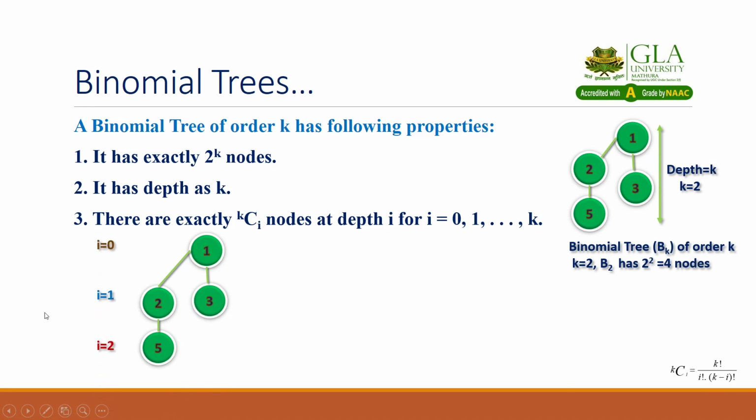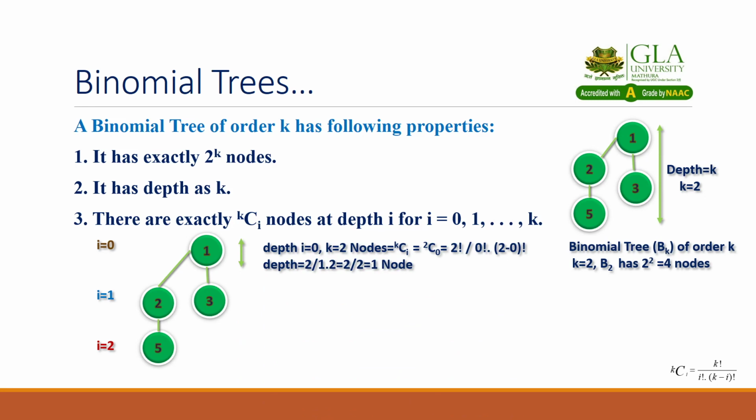Now the depth will be i equal to 0, i equal to 1, i equal to 2. So what will the number of nodes be at depth i equal to 0, at depth i equal to 1, and at depth i equal to 2? The total depth is given by k, so order is k, and depth will be 2. First you can use depth i equal to 0, k equal to 2, so 2C0 you can put, and compute the formula that will give you 1 node. For the second, i equal to 1, k equal to 2, so 2C1 you can compute. It will give you 2 nodes. So we have 2 nodes at the depth i equal to 1.